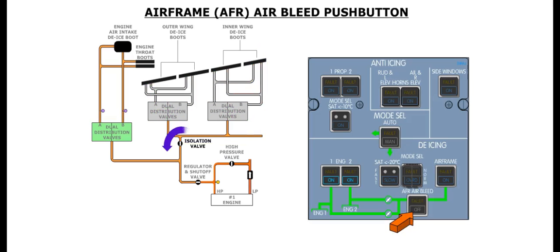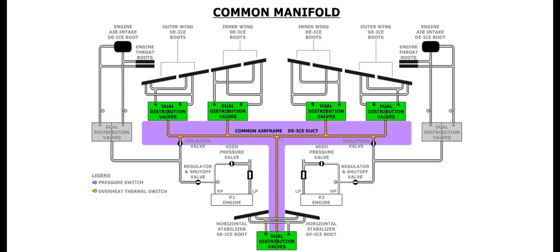The isolation valves will open when the airframe air bleed push button on the de-icing panel is selected on. Since these valves are pneumatically operated, they will open only if pneumatic air is available. As mentioned previously, selecting the airframe air bleed push button to on will also open both de-ice valves. The common manifold distributes air to the wing and horizontal stabilizer distribution valves.